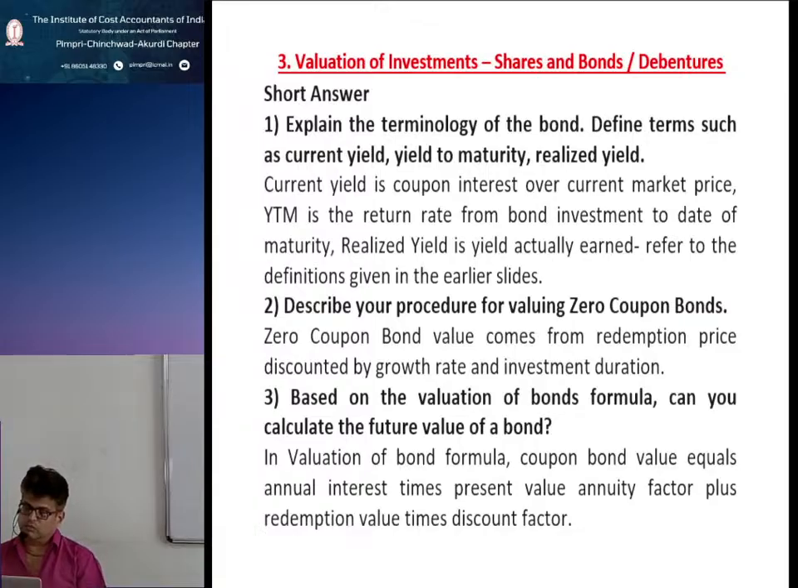In the third short answer, based on the valuation of bonds formula, can you calculate the future value of a bond? In the valuation of bond formula, coupon bond value equals annual interest times present value annuity factor plus redemption value times discount factor. So that's the formula, the way the valuation of bonds formula is.